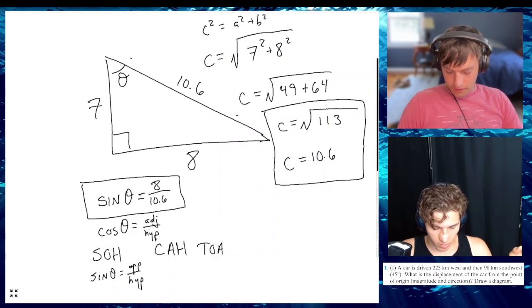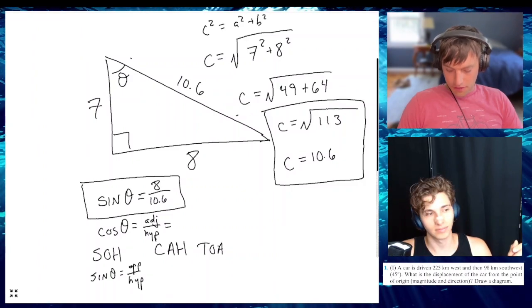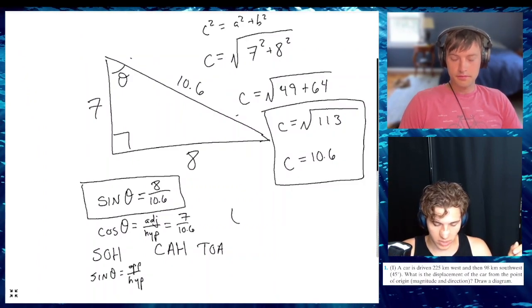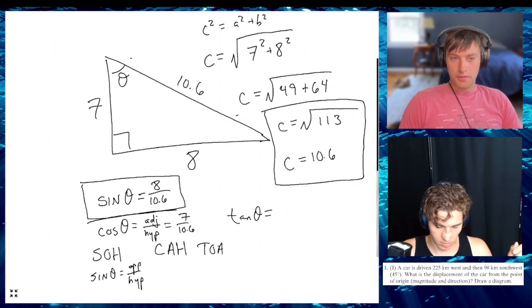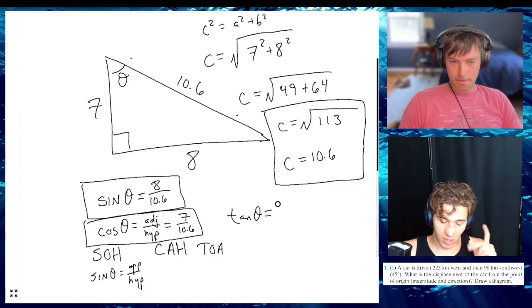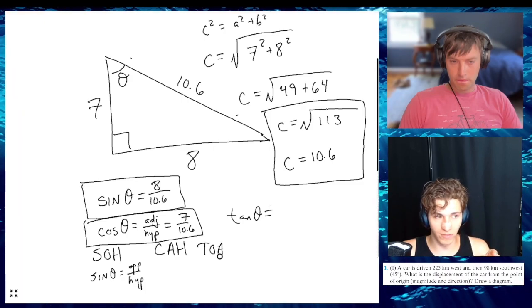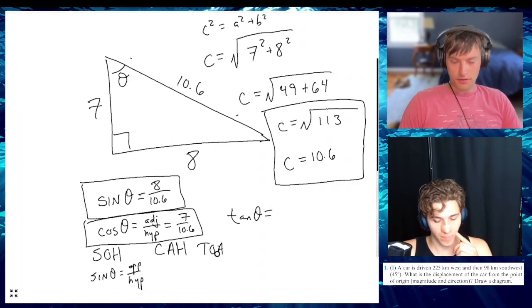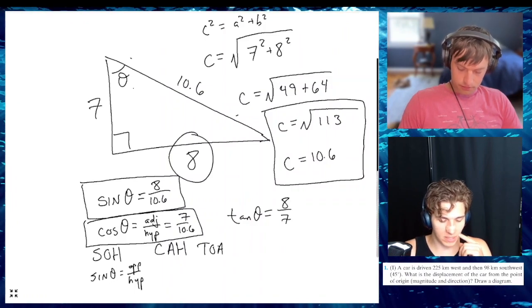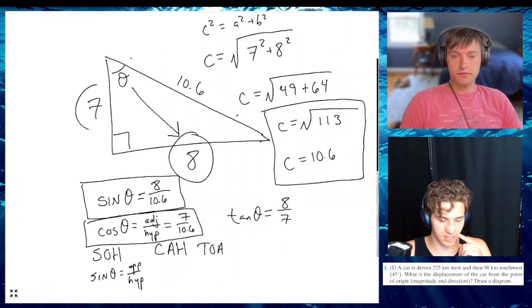All right. So what is it for this triangle? That's 7 over 10.6. Perfect. And what is tan theta equal to? That would be 7 over 8. Close. It's opposite over adjacent. Okay, so is that 8 over 7? Yes, because 8 is the opposite in this triangle, and 7 is the adjacent.